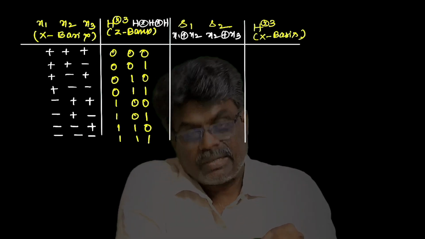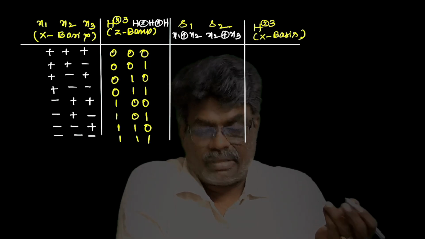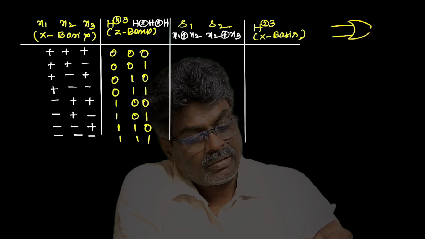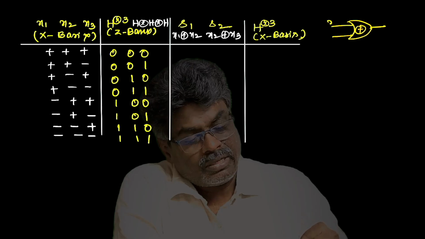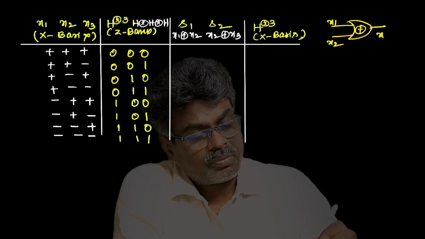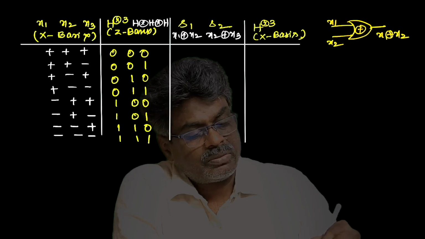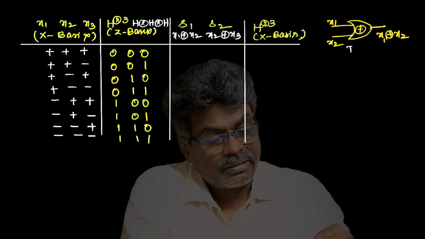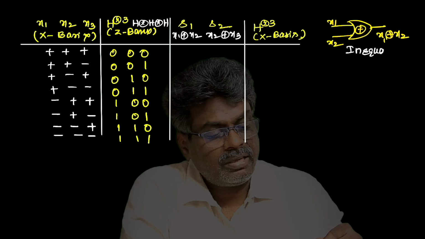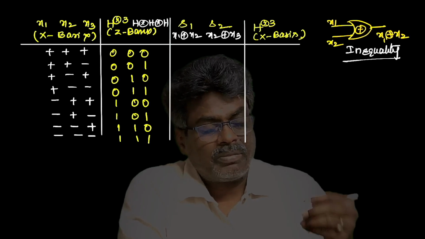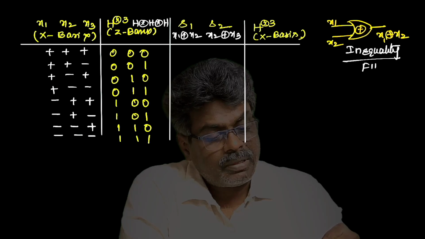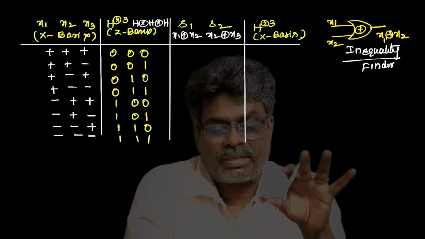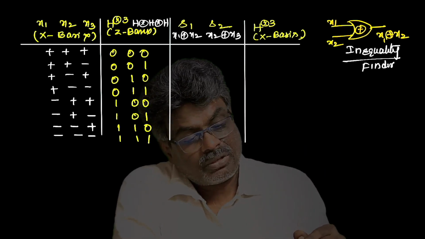Right. Now, earlier we already explained this in the bit flip model. S1 is nothing but X1 XOR X2. That means, for example, if you have this XOR gate, let us say this is X1 and X2, this output is X1 XOR X2. So what is this XOR gate? That is the inequality finder. That means if the inputs are unequal, then the output is equal to 1.